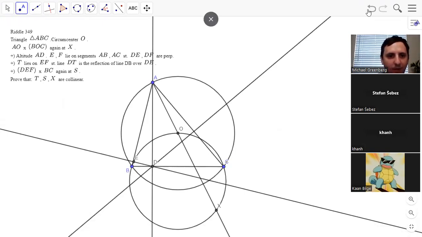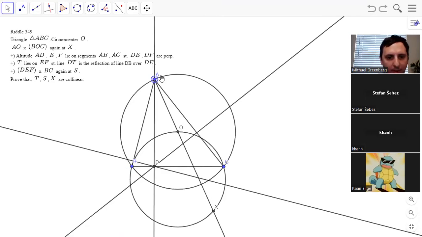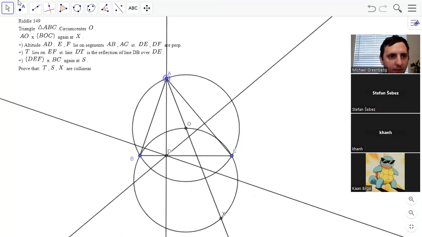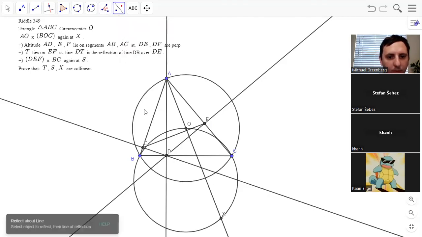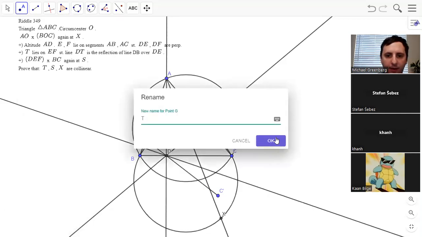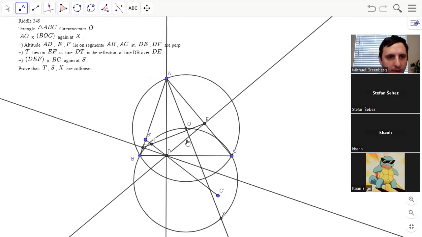Let me make this a little better so that I can see point E better. Okay, so this is E and F. T lies on EF, so that DT is the reflection of DB over DE. So I want to reflect this line. I guess this is point T, so that's an angle bisector. And then this circle DEF intersects BC at S. So yeah, I can get rid of this.